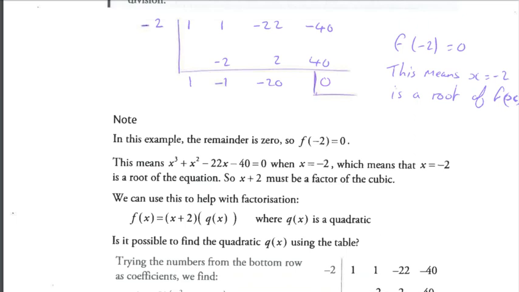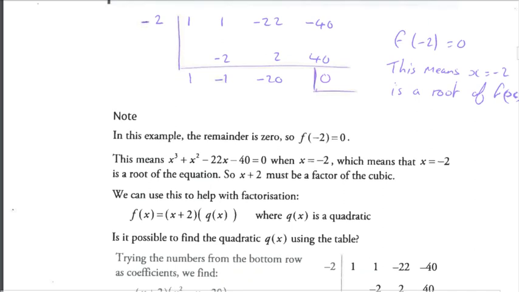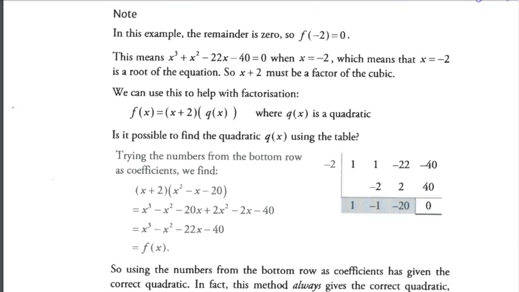So this is a special case. This means that x equals negative 2 is a root of f of x, as the remainder is 0. So there's a little write-up about that here. So this means that x cubed plus x squared minus 22x minus 40 equals 0 when x equals negative 2. So negative 2 is a root of that equation.